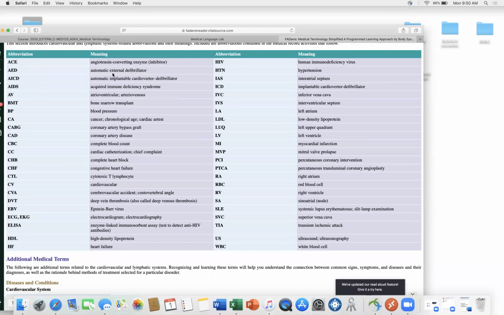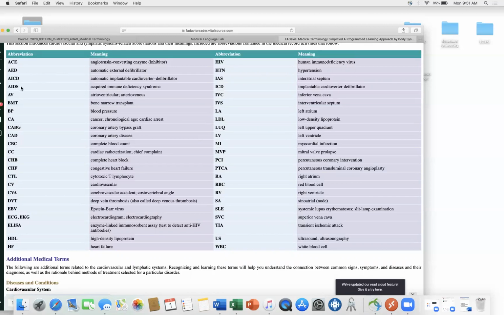AED, automated external defibrillator. That's that machine that, when the doctor goes clear and they zap you full of electricity. It's to kind of jumpstart your heart. That's the most layperson way I could say it, but your anatomy and physiology will explain it much, much better.